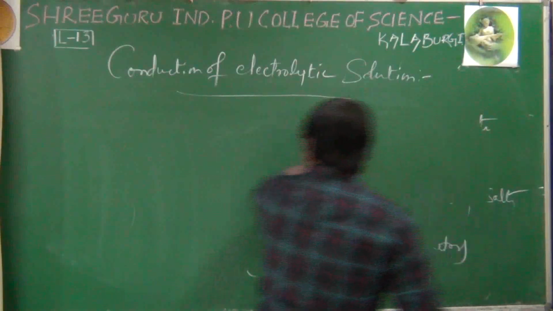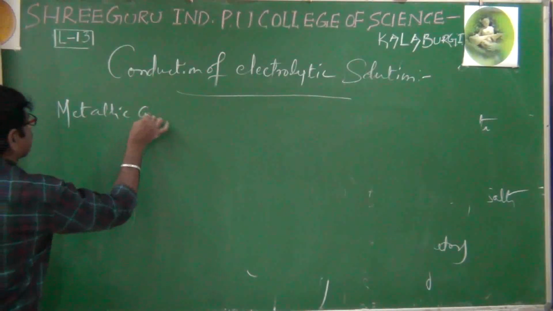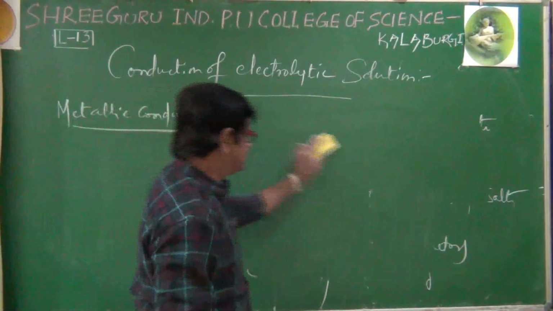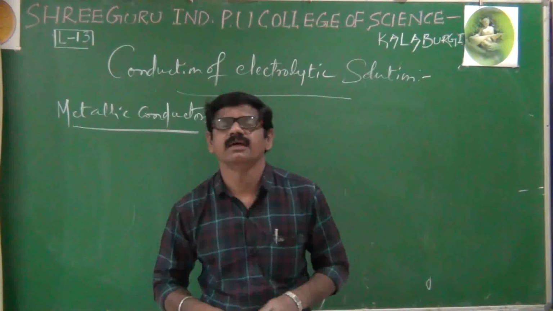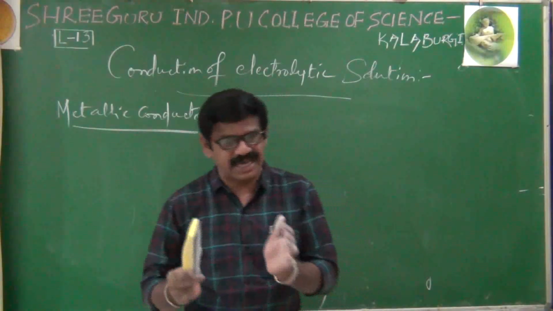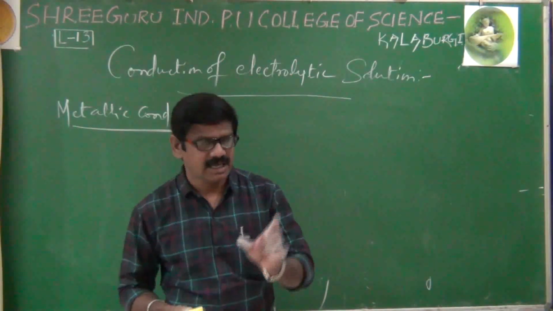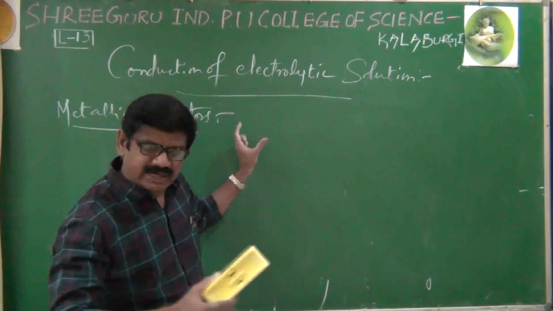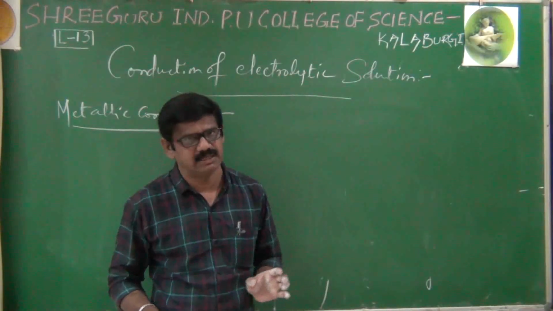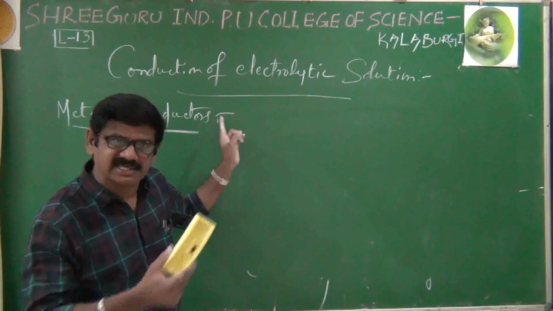First we'll see metallic conductors, which are nothing but electronic conductors. Very simple. How to define metallic conductors? A substance which allows electric current due to movement of electrons. Why are metals allowing the current to pass through them? It is just because of movement of electrons only. Due to movement of electrons, metals allow current to pass through them.